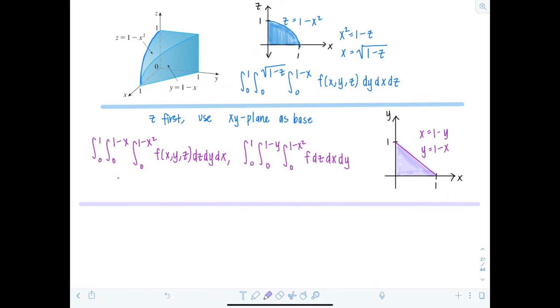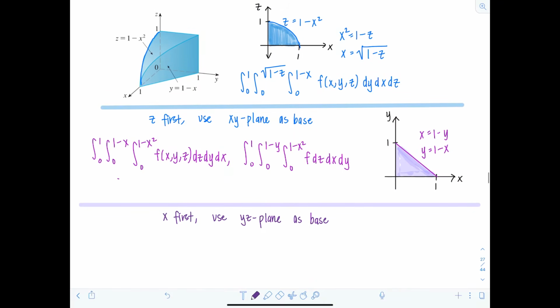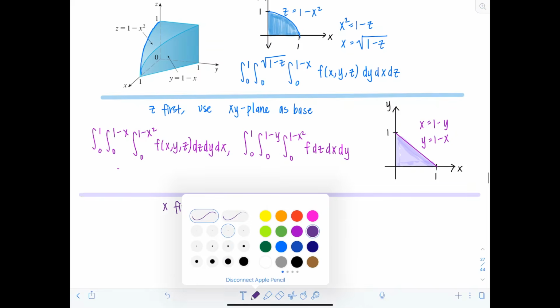I saved the best for last. So now we're going to integrate with respect to x first. So the outer limits are going to be y and z. I'm going to use the projection in the yz plane as the base. Now, hopefully you notice, you're going to have to split this into 2 integrals. I'm going to draw what's going on in the yz plane. You might be all relaxed thinking you just have a square, but alas, you do not.